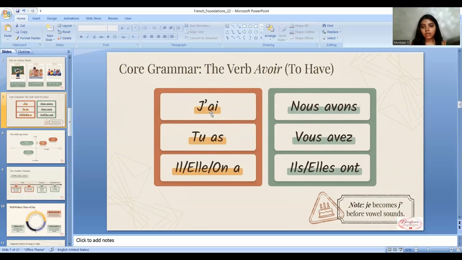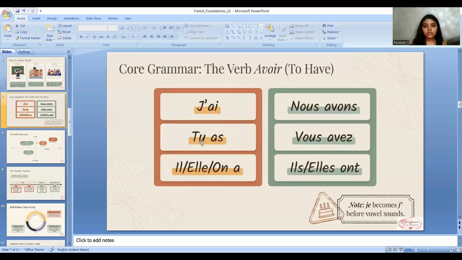Like we already know that we were putting je, right? But here it is a vowel, a. Then we will be putting an apostrophe, and it is with every verb which is starting with a vowel. We will always put an apostrophe. See, je becomes j' before a vowel sound. Okay, so you have to remember this. So now let's see the conjugation.